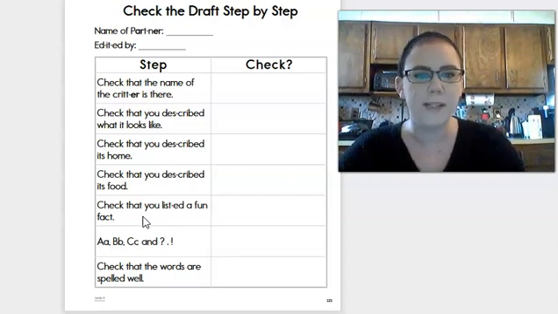So remember, all of this information is coming right from the book that we read, those stories that we've read over the past few weeks. And you can find a little fun fact in there. Check that off once you're sure that you have a fun fact.